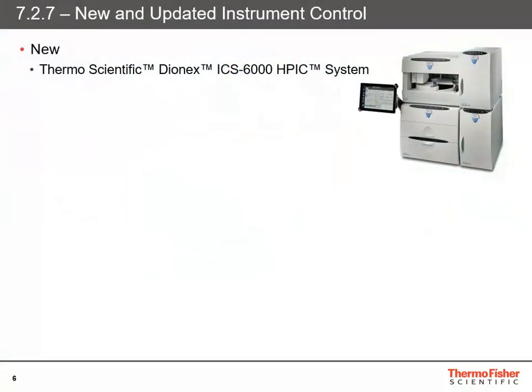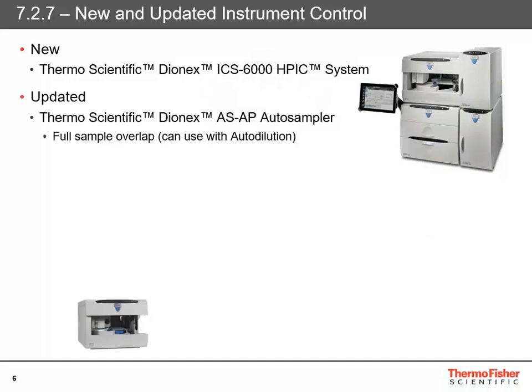Okay, so the big instrument introduction for Chromeleon 7.2.7 is the Thermo Scientific Dionex ICS 6000 HPIC system. This is the latest and newest ion chromatography system from Thermo Scientific, and it features a lot of new features inside Chromeleon, new modules, and also a new app, which we will discuss later on.